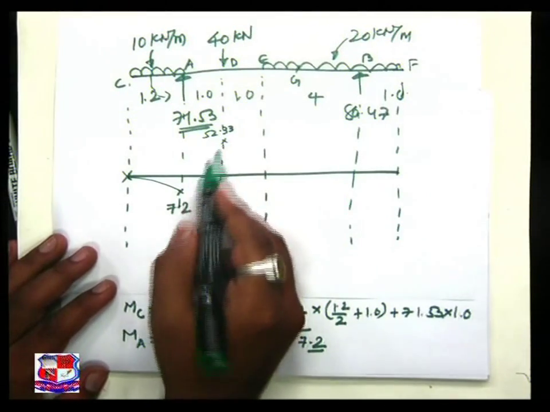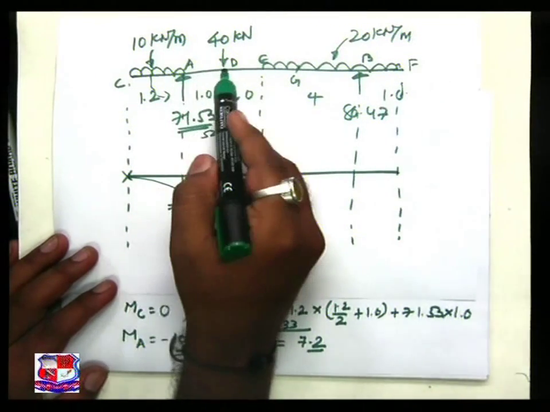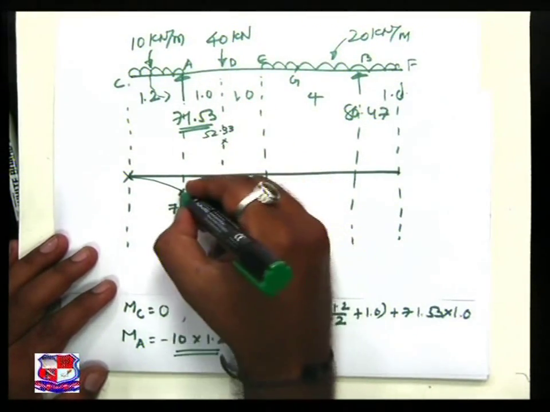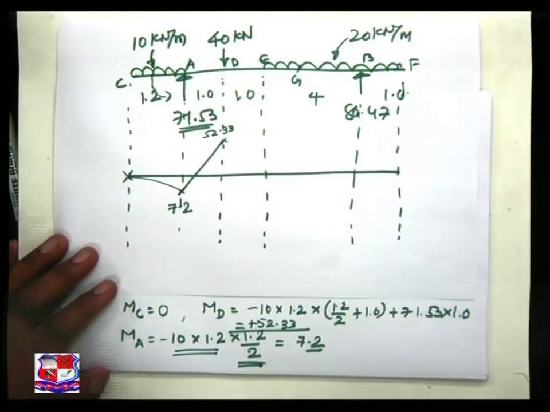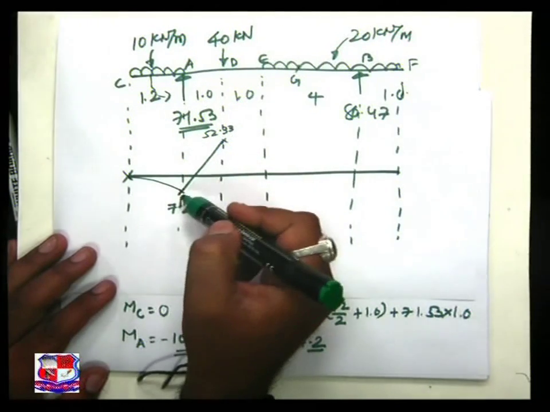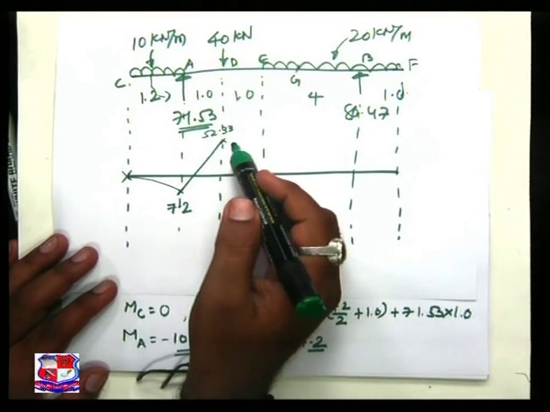How to join these 2 points? Because between A and D there is not a single load, I have to join with the help of a straight line. Because there is no load between A and D, I have to join with the help of an inclined straight line.